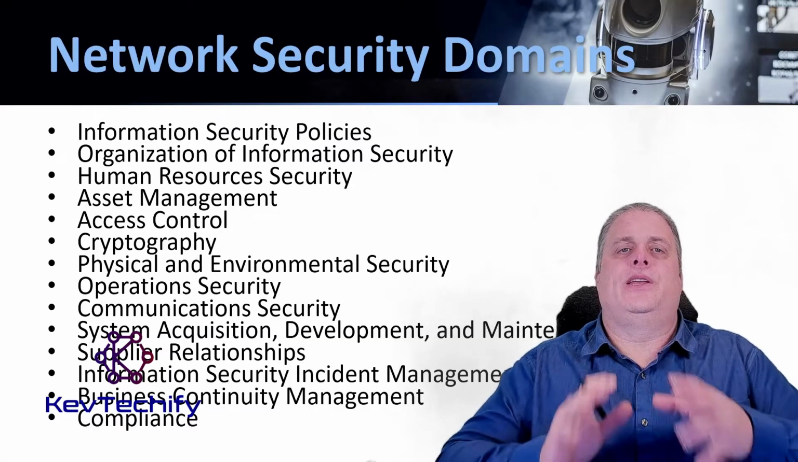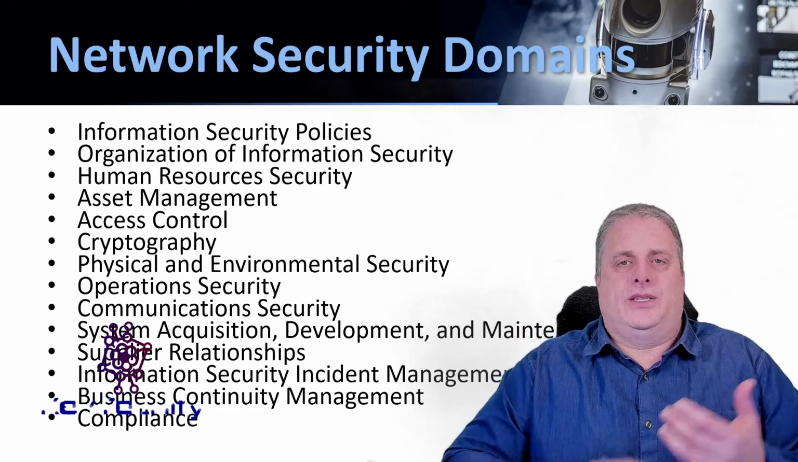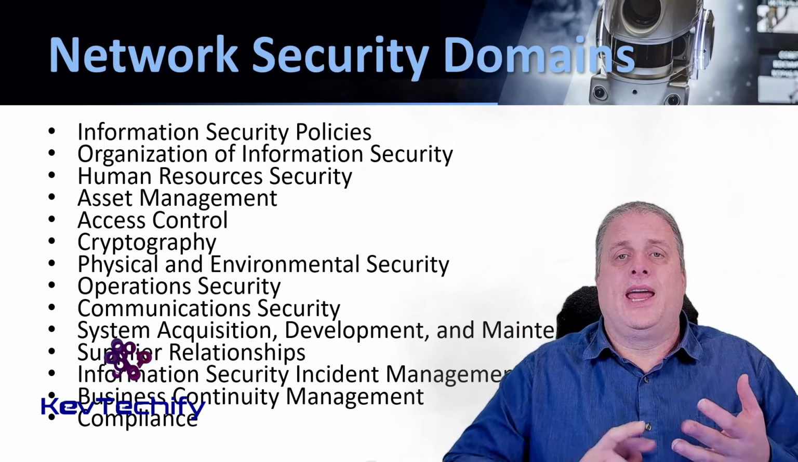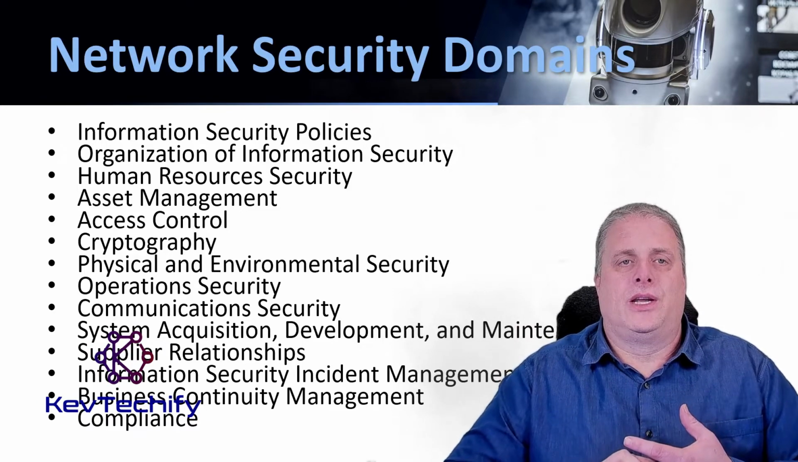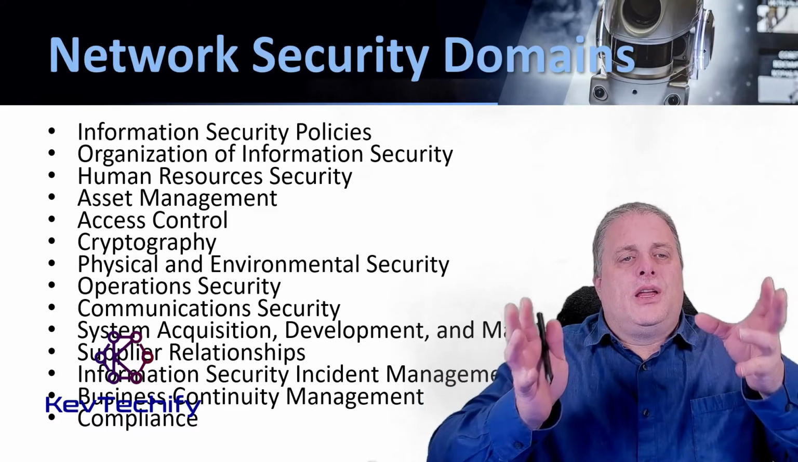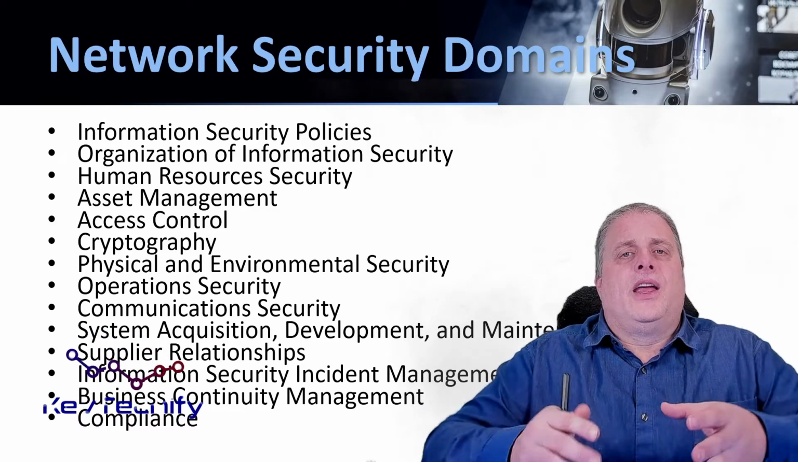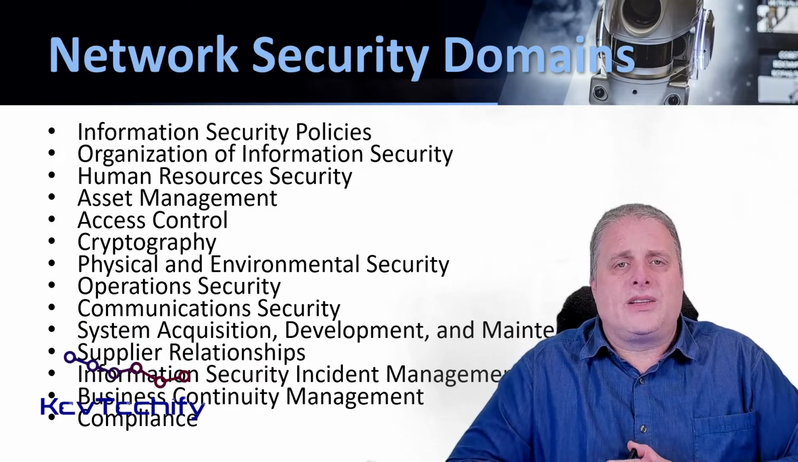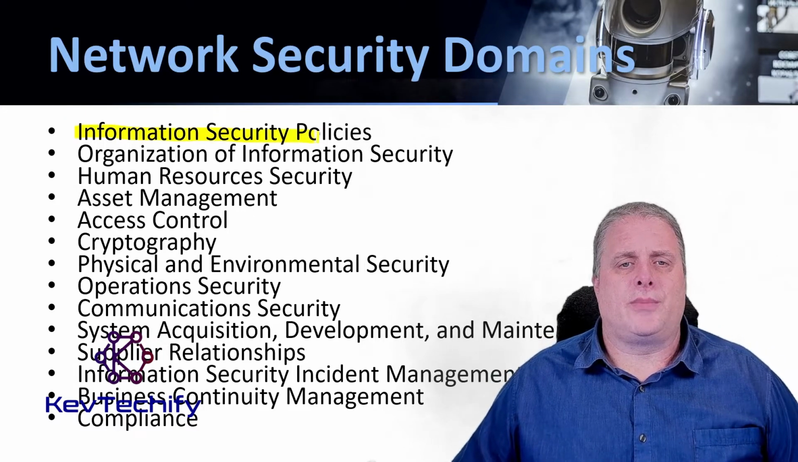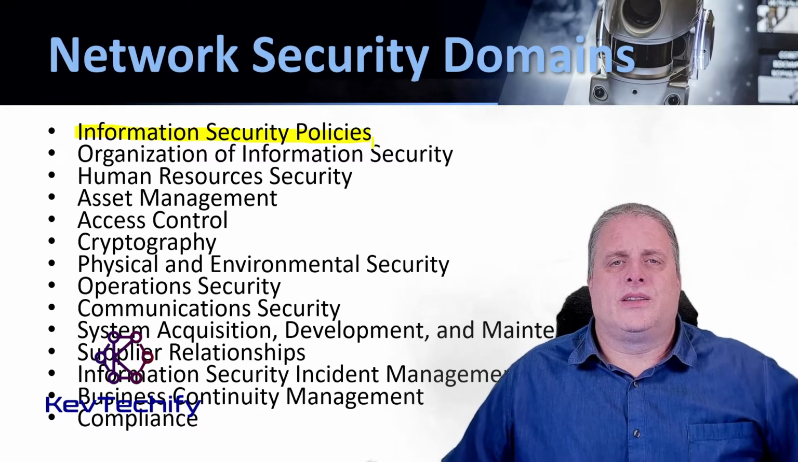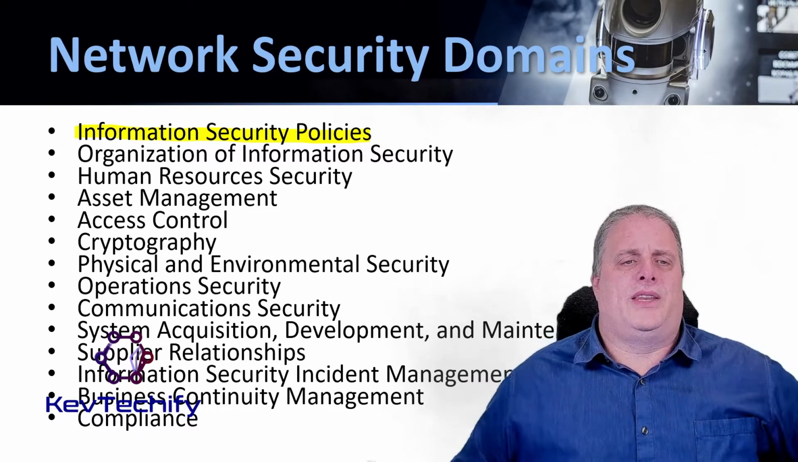There are 14 network security domains specified by the ISO, the International Organization for Standardization, and the IEC, the International Electrotechnical Commission. These are areas of network security that you should think about, that you should have as part of your network security policy to then defend on. First one here is the information security policies itself. This is designed to ensure that security policies are created, reviewed, and maintained.